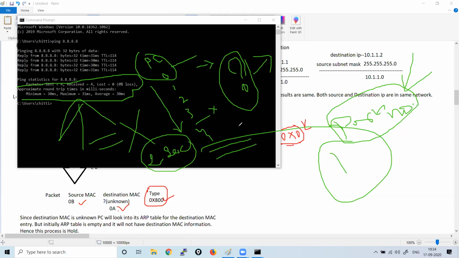Okay. Correct? But the timers which you are seeing are in milliseconds. That ICMP timer is not at all related to this one. Am I clear? Okay. This is the PC calculating how much time it is taking for my request to reach the destination and how much time it is taking for my destination to reply to my request. Am I clear?